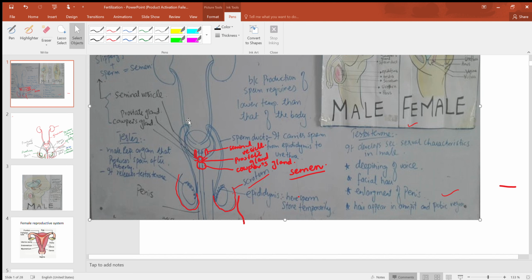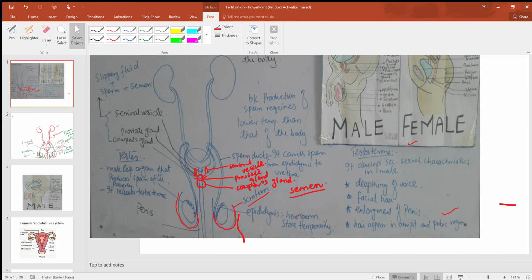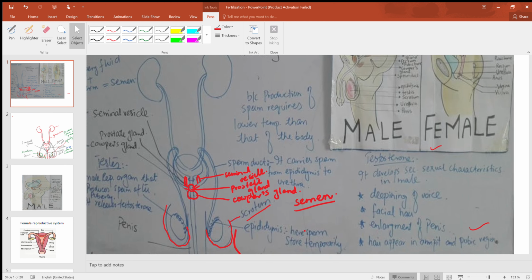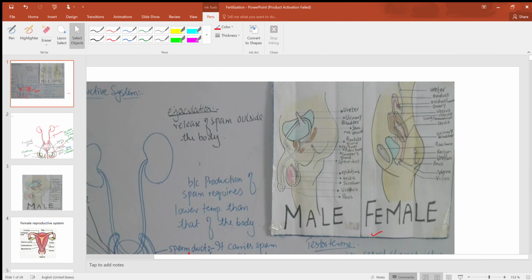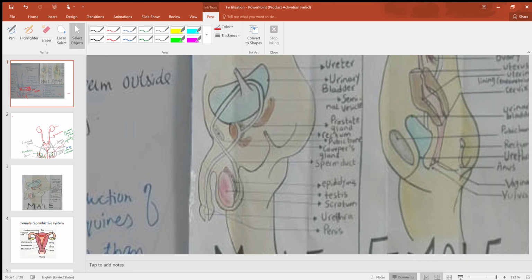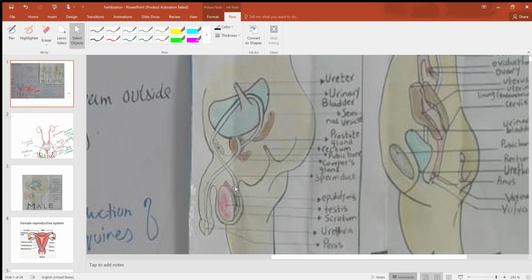Now, what is the name of this structure? This structure is known as the penis. Fine. Now, look at the side view. This is the side view of the male reproductive system. It consists of this pink structure, which is known as the testis, as it's a side view. From the testis there arises a coiled tubule known as the epididymis, where sperm is stored temporarily before ejaculation.